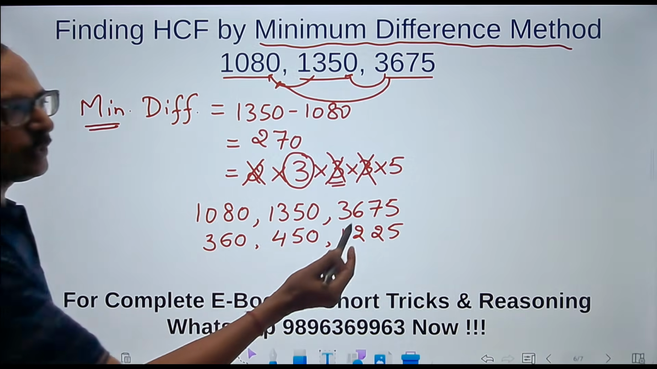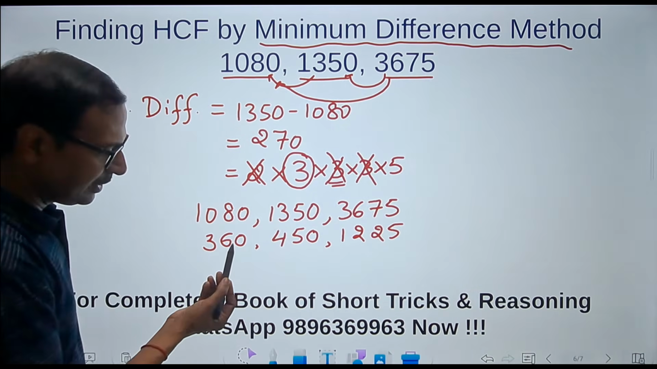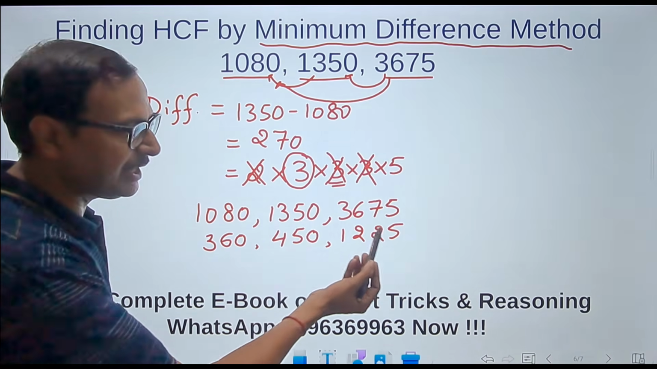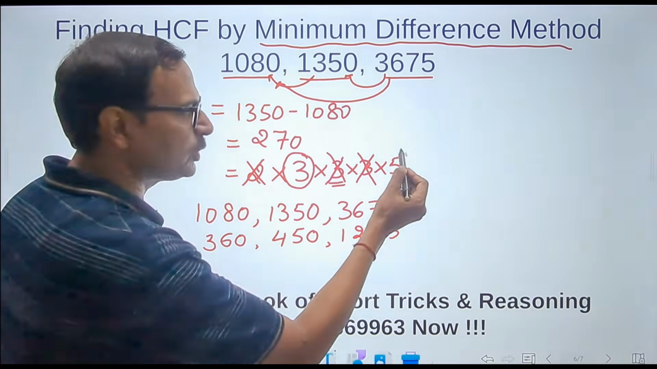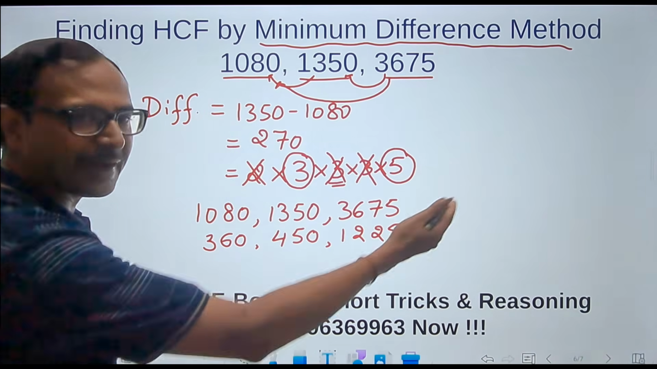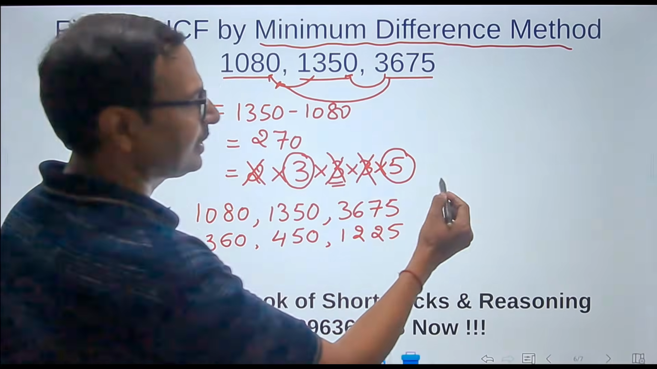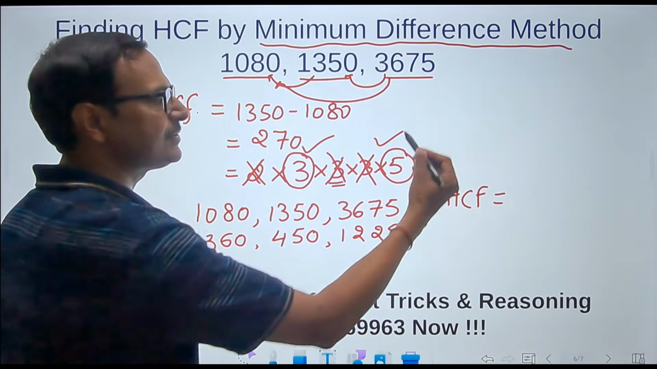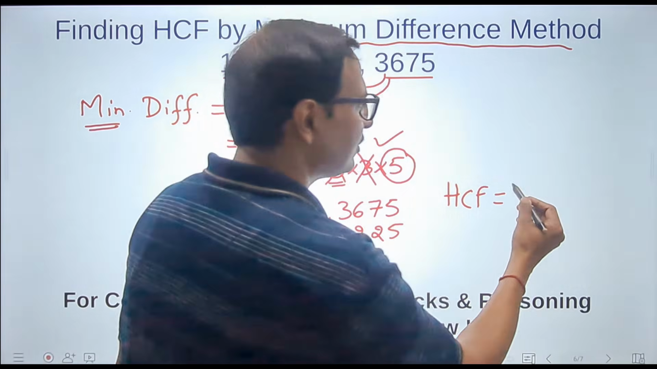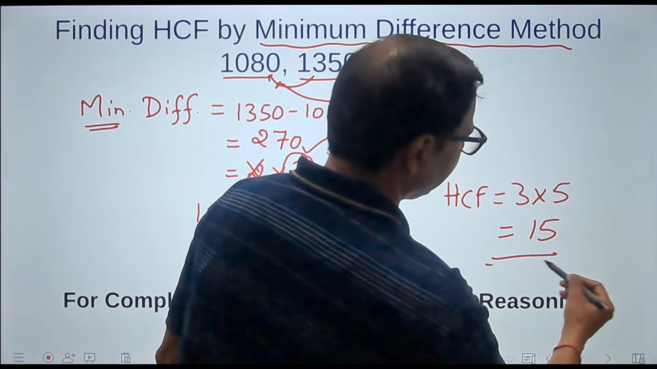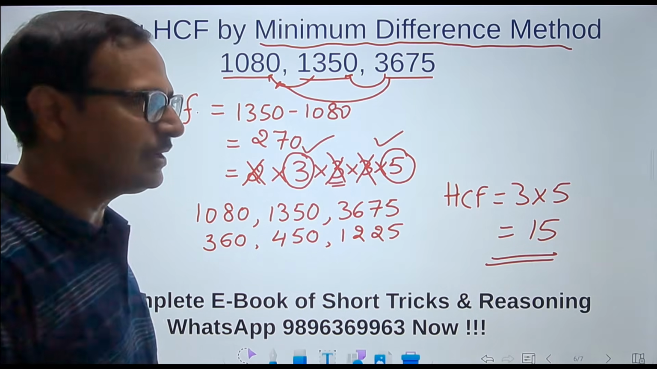And finally, you have the factor 5. Ending in 0, divisible by 5. Ending in 0, divisible by 5. Ending in 5, divisible by 5. So you have a circle over these and you don't need to divide them now because there are no more factors here. So what is the HCF? The highest common factor of the numbers is the product of the factors which you have circled. So 3 times 5, and that answer is the same as what we obtained through the prime factorization method and the long division method.